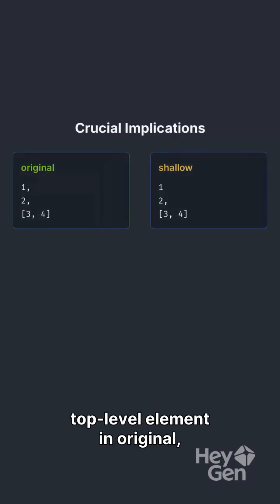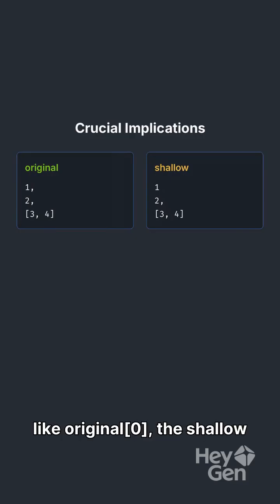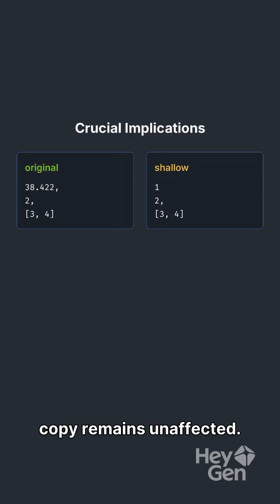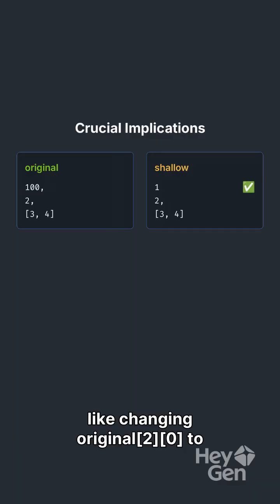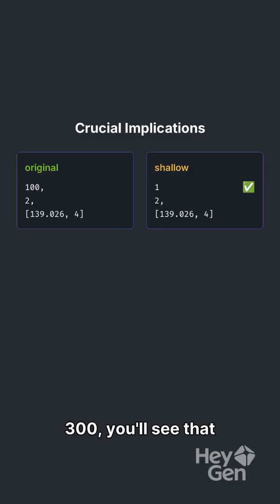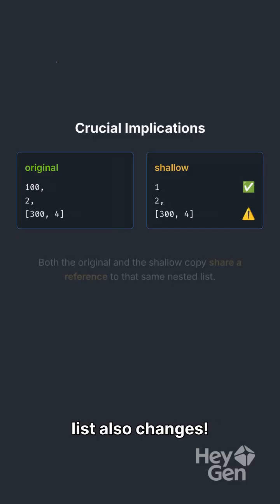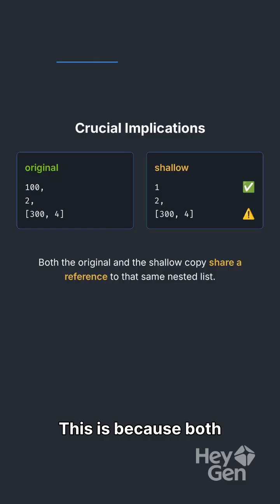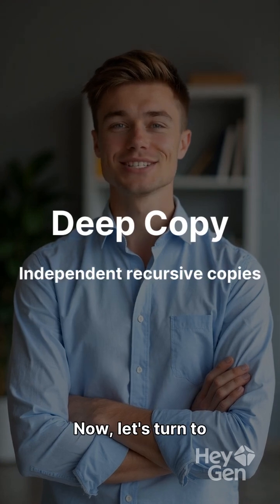This has crucial implications. If we modify a top-level element in original, like original[0], the shallow copy remains unaffected. But if we modify a nested mutable object, like changing original[2][0] to 300, you'll see that the shallow copy's nested list also changes. This is because both the original and the shallow copy share a reference to that same nested list.